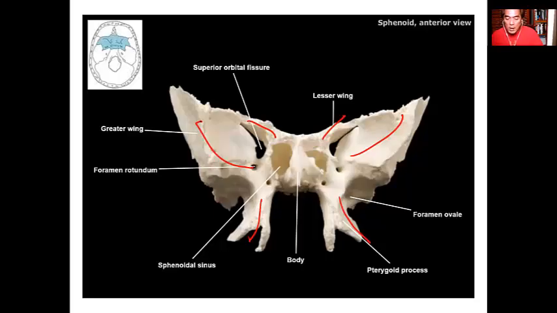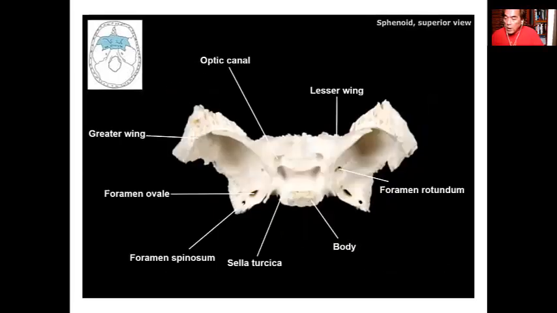But I want to take a look at the top portion of the sphenoid. This seat is called the saddle, and that's where the pituitary gland sits. That is called the sella turcica. So the sella turcica is that structure on top of the sphenoid where the pituitary gland sits.